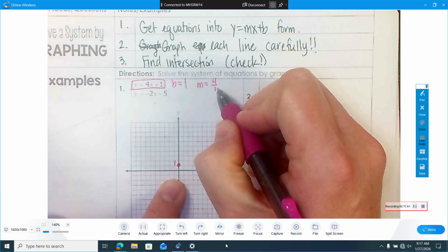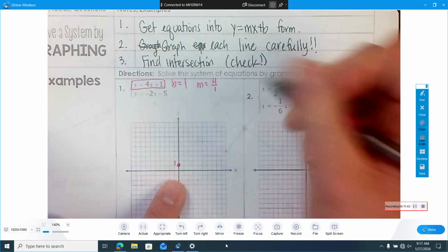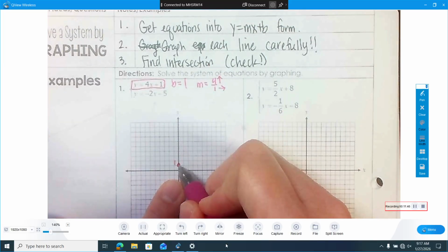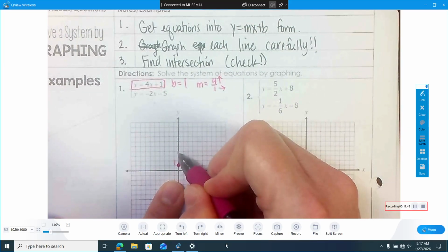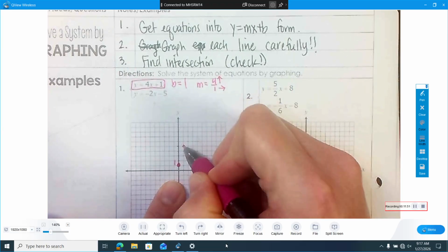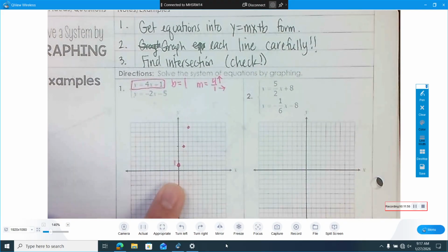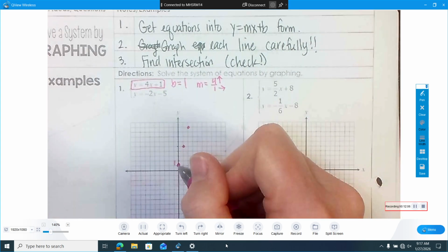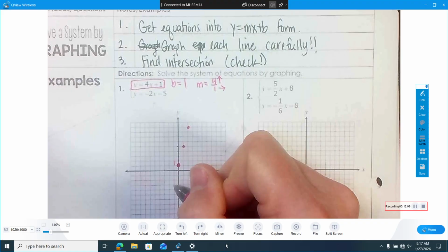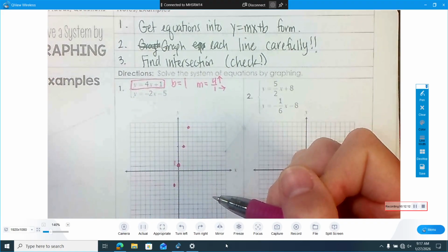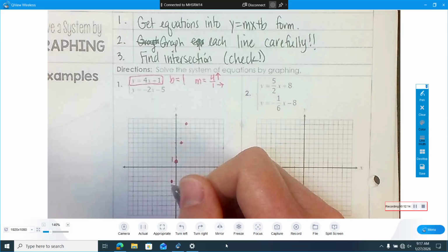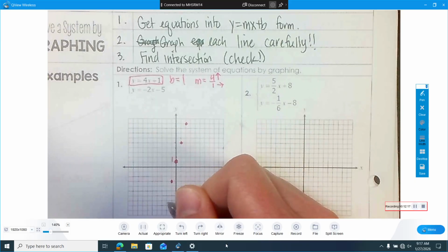And then what does my slope of 4 over 1 tell me to do? Up 4 and right 1. So from my beginning point, I'm going to go up 1, 2, 3, 4, and over 1. And I'm going to do it again. Up 1, 2, 3, 4, and over 1. Now, because we're graphing by hand, I want to be really sure of where my points are. So I'm actually going to do a full Uno reverse here. And I'm going to go down 1, 2, 3, 4, and left 1. Because I really want to know exactly where my line is. 1, 2, 3, 4, left 1.